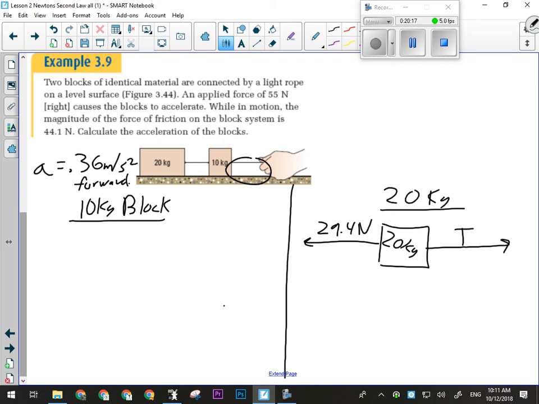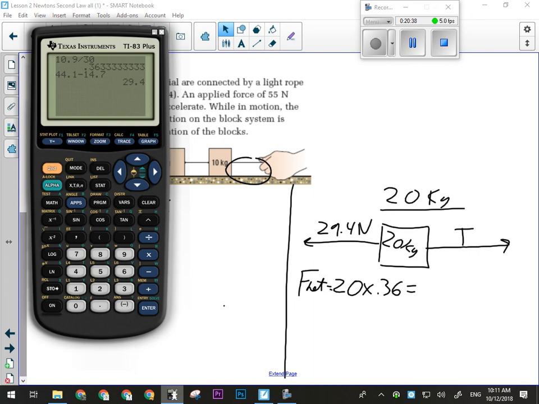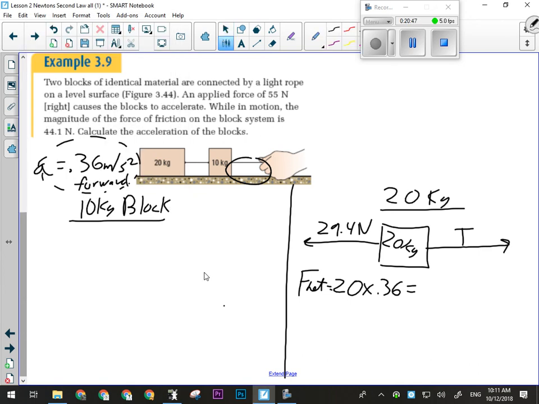Using mass and acceleration, right? I already calculated the acceleration of all parts of this system is 0.36 meters per second squared. So that's the acceleration of this block. So I'm going to calculate the net force acting on the 20 kilogram block by going mass times acceleration. This will give me the net force acting on the block. All right, so I've got 7.2 newtons of net force.